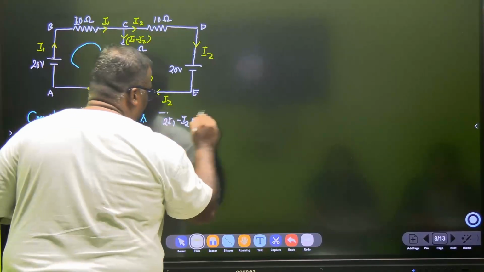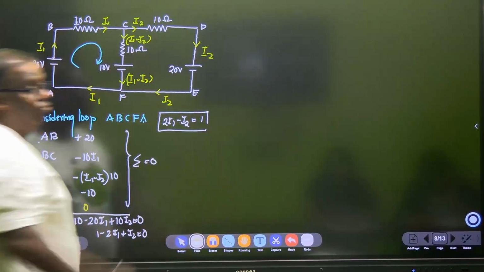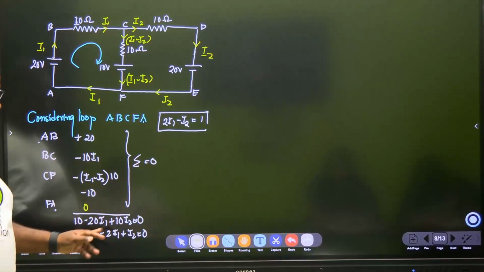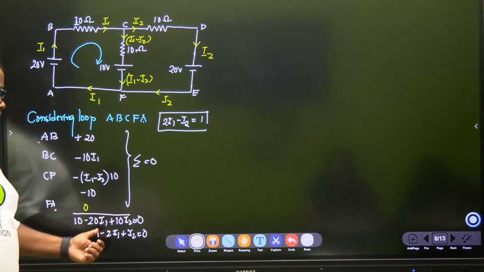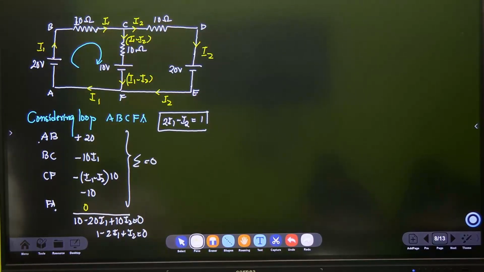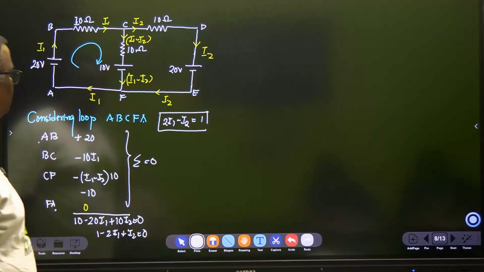Check whether you have got this equation or not. All of you. 2 I1 minus I2 is equal to 1. Did you get it? All of you. Don't copy what I am writing. I can be wrong also. So just check whether you are also correct or not.